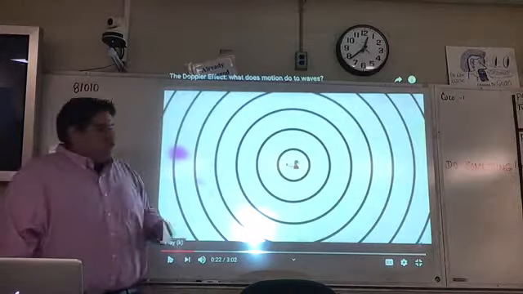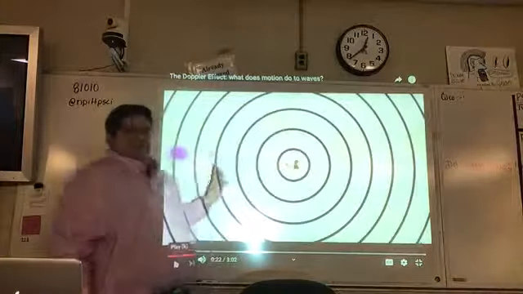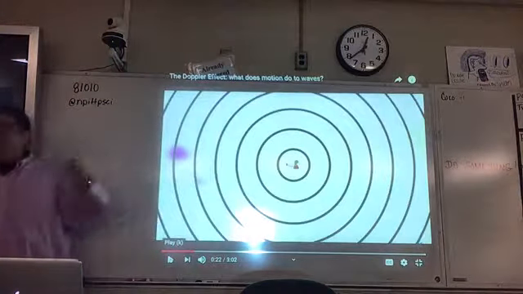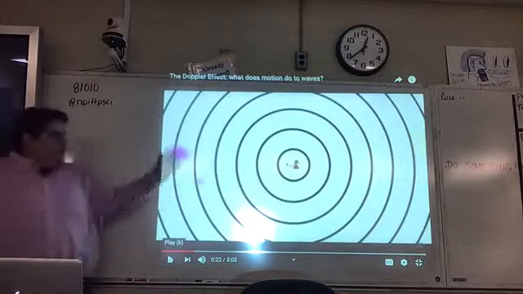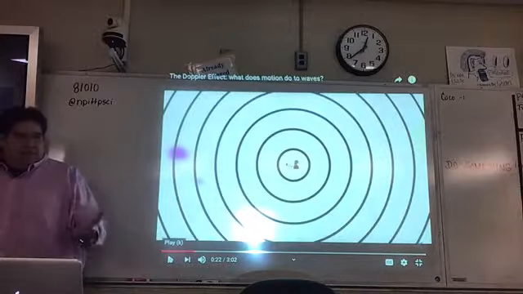So what we're saying here is this. If you look, the space between every wave on every side of this is all the same. So no matter what, because the object is not moving, everywhere around the object you hear the same sound, the same pitch. Does that make sense?